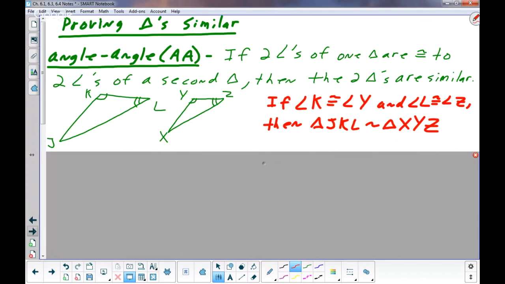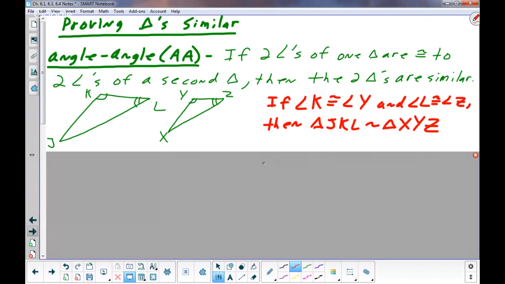It does work for similarity, because if you think about it, two angles of one triangle are congruent to two angles of another triangle. The third angles have to be congruent. So we don't need all three angles. We just need two of them. So if we can prove two angles of one triangle are congruent to two angles of another triangle, then the triangles have to be similar. Could they be congruent? Possibly.